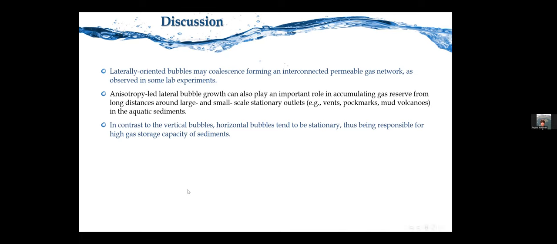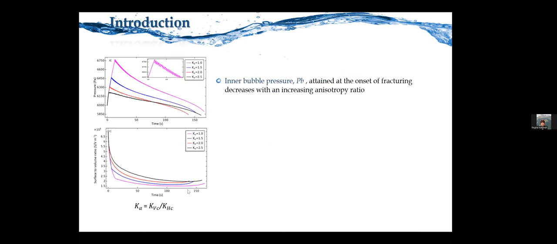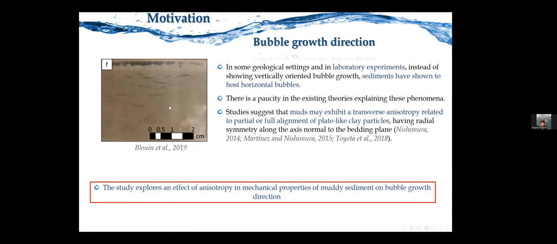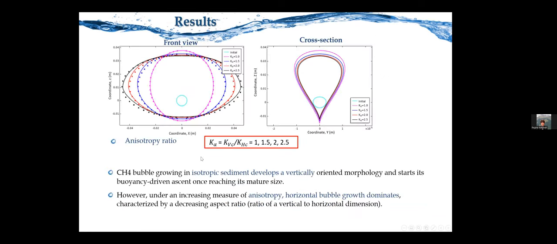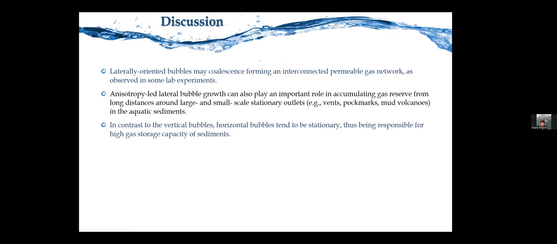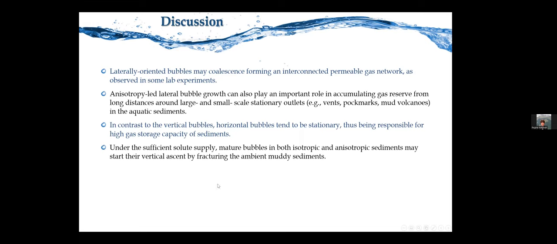For instance, in the field, gas content ranges up to several percent, while in the lab, in this experiment, maximal gas content was about 20%. So the development of horizontal bubbles increases the gas retention very significantly. Under sufficient solute supply, mature bubbles in both isotropic and anisotropic sediments may start their vertical rise by fracturing the ambient muddy sediment. Those are the main implications.